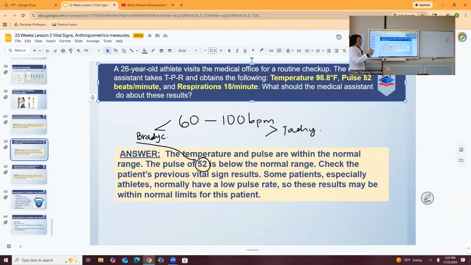What we need to do, we already saw that the patient is okay, that he is a young person and that he is an athlete. So I'm just going to compare the previous vital signs results to make sure that this is something normal for him, okay? We are going to report the low blood pressure and low heart rate to the doctor or physician, whoever is going to evaluate the patient, but we know that this is probably going to be within his normal limits, because we're going to compare with the prior ones.